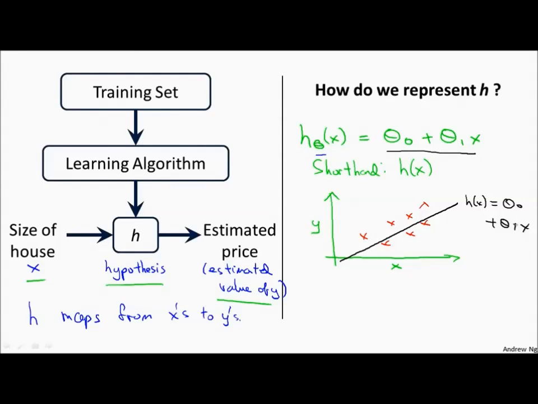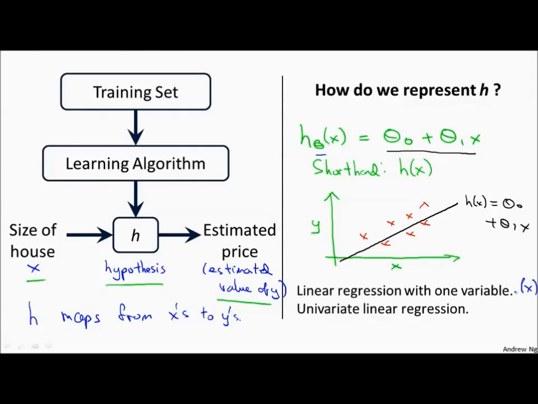Let me also give this particular model a name. This model is called linear regression, or this particular example is actually linear regression with one variable, with the variable being x. So predicting housing prices is a function of the one variable x. Another name for this model is univariate linear regression, and univariate is just a fancy way of saying one variable. So that's linear regression. In the next video, we'll start to talk about just how to go about implementing this model.